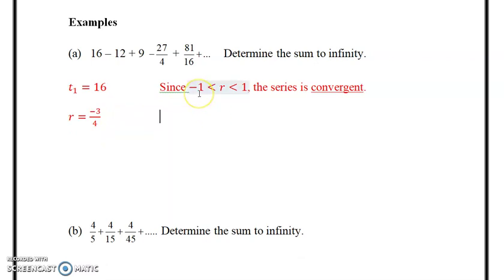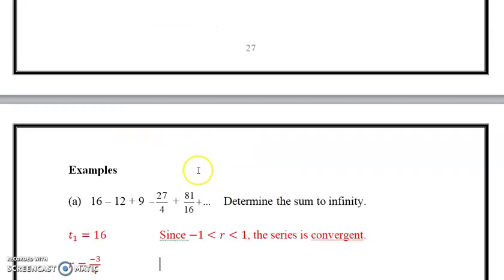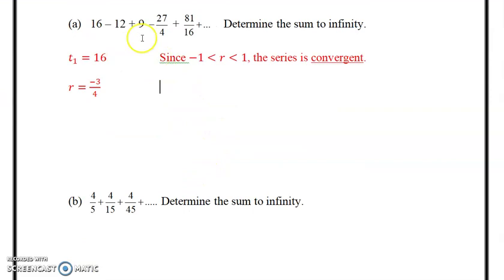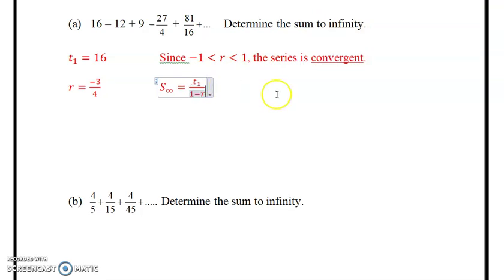So we calculate the sum, and this is our new formula. It's our final formula for this section, and it's given by the sum as we approach infinity is equal to the first term, T1, divided by 1 minus R. This is the formula that we're going to use to determine the sum to infinity.